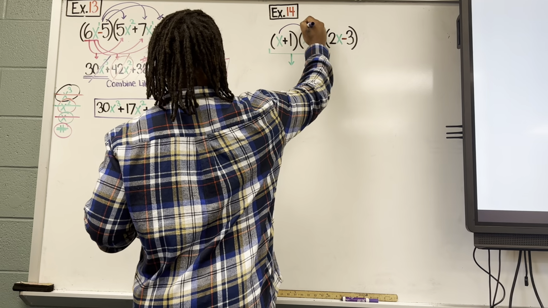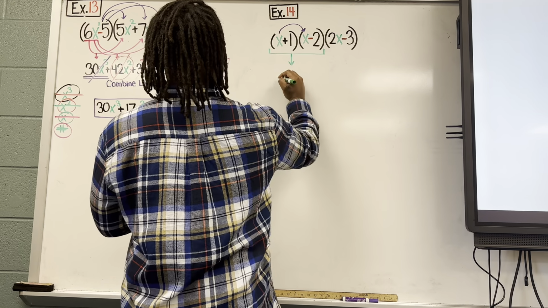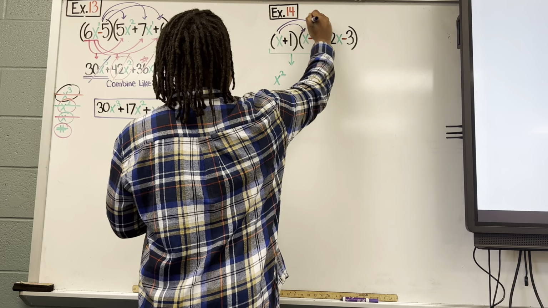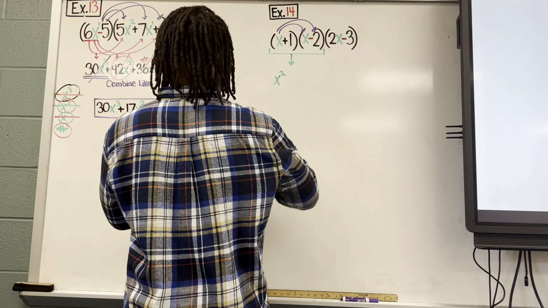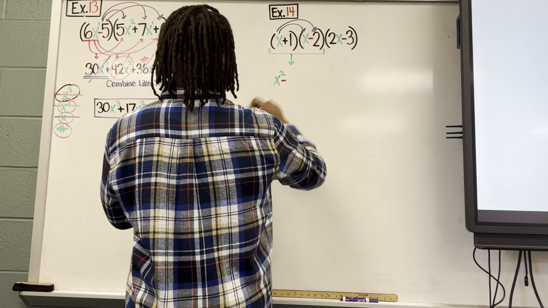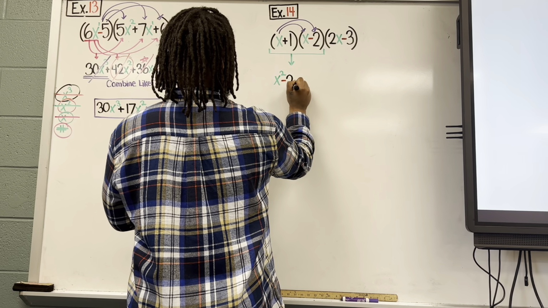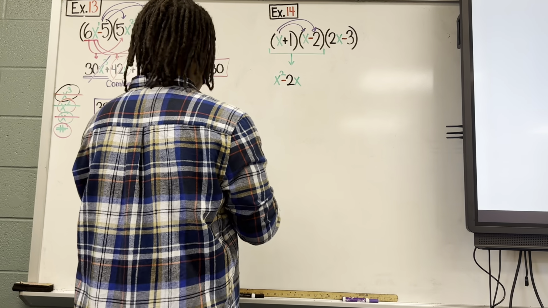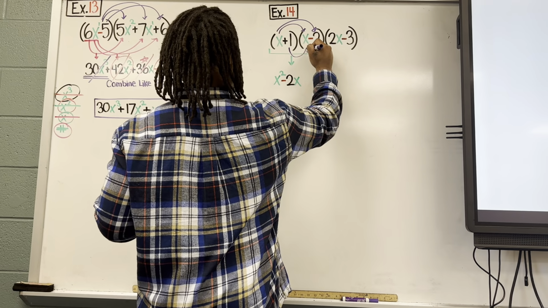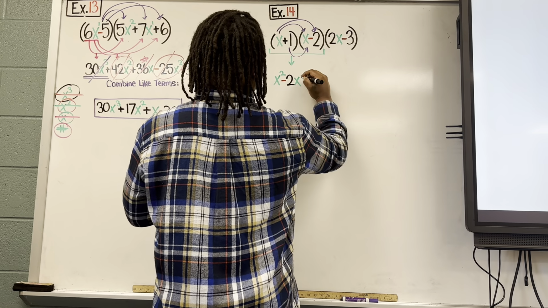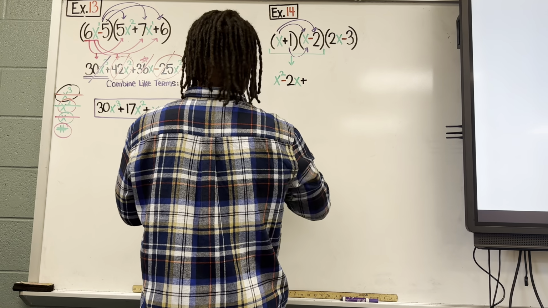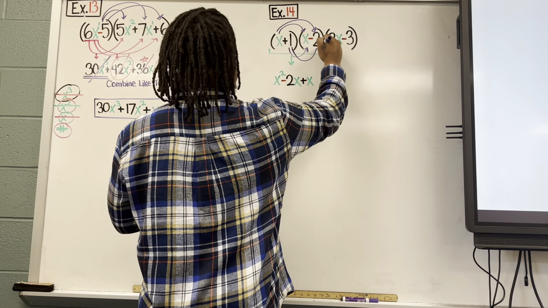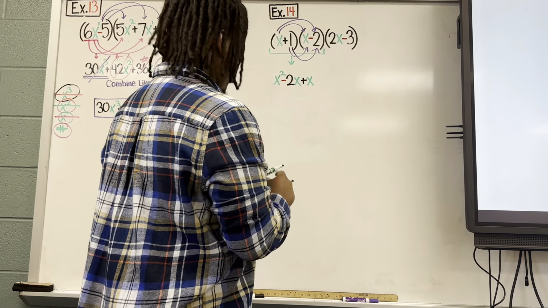All right, x times x is x squared, or x to the second power. X times negative 2 is negative 2x. Okay? Cool. 1 times x is this x. So I'm going to put plus x. All right? And then 1 times negative 2 is negative 2.